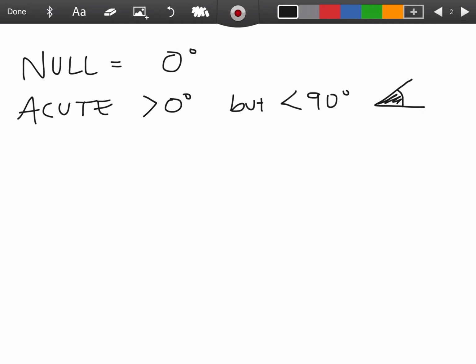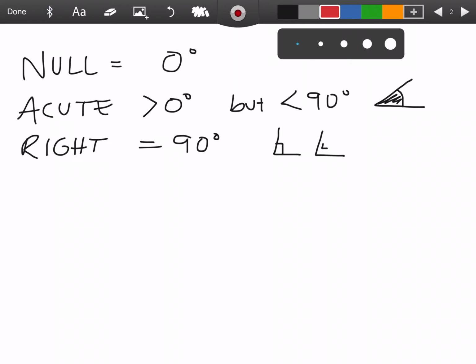Then we move up to our right angle, which is exactly 90 degrees. It cannot be any other measurement. And we write them in a few different ways. Sometimes we draw it with a little square, sometimes we draw it with another little L in there, but generally that's what we write down, and it's always 90 degrees.